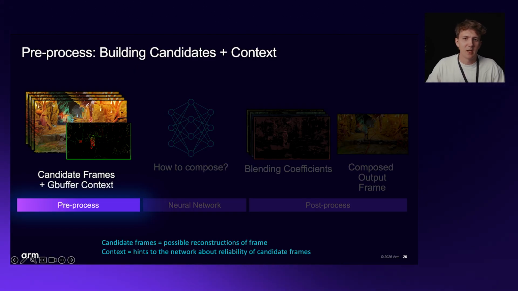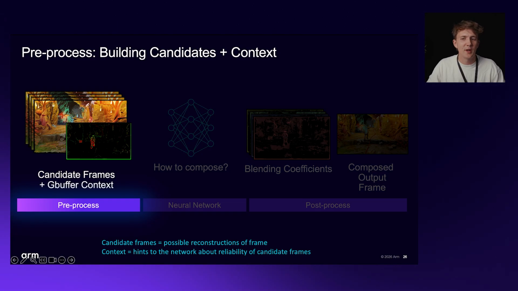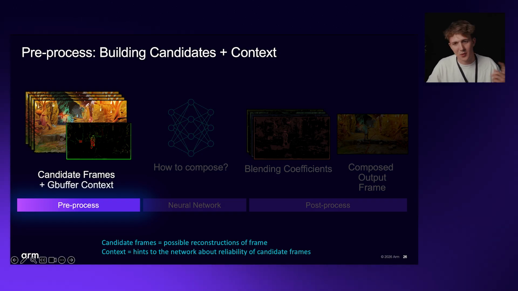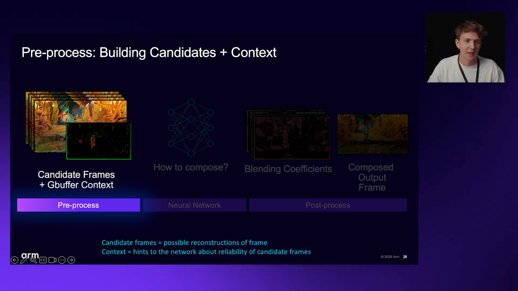So what is the pre-process? We'll start to go deeper into that now. The pre-process prepares two things. The first thing it prepares is the candidate frames. These are possible reconstructions of the interpolated frame. They're basically different versions of a possible interpolation, and we use either the motion vectors or the optical flow on both the previous and the next frame to generate four possible candidate frames. We additionally give the network some context, some extra hints about the reliability of each candidate frame.